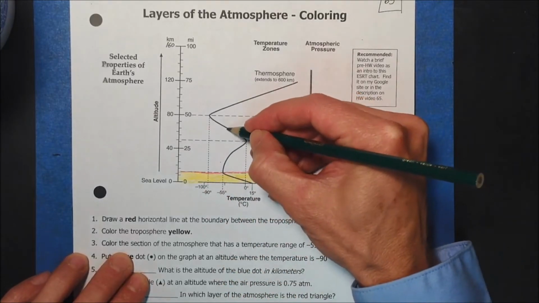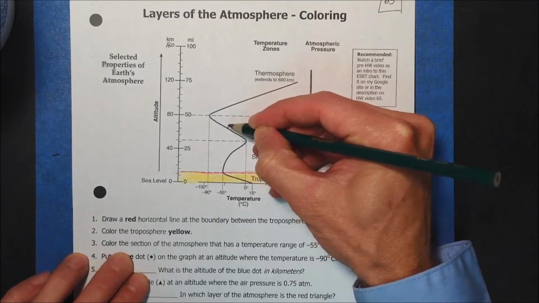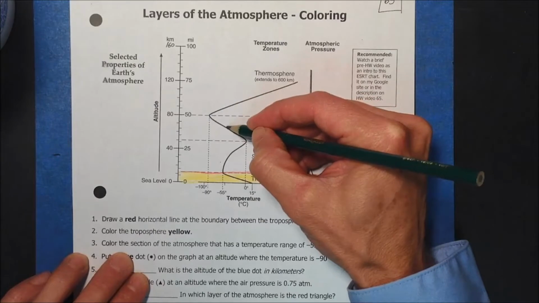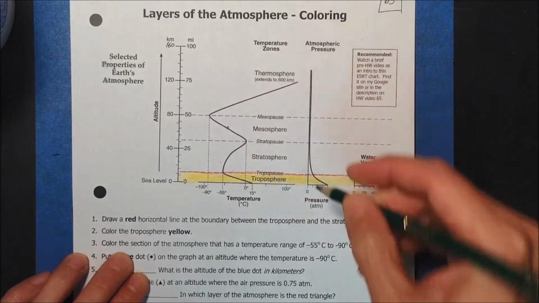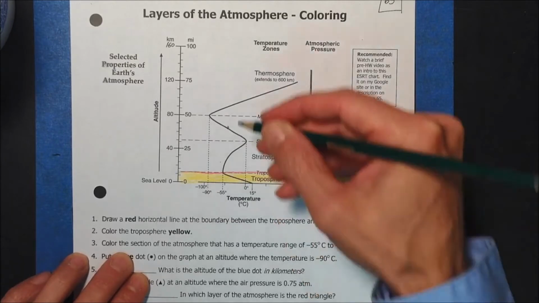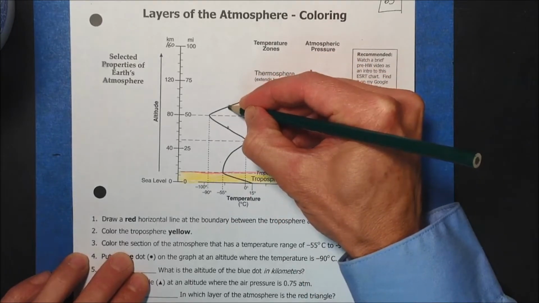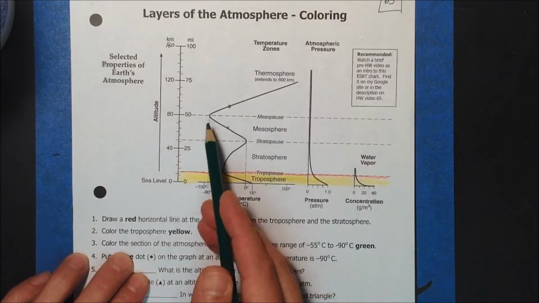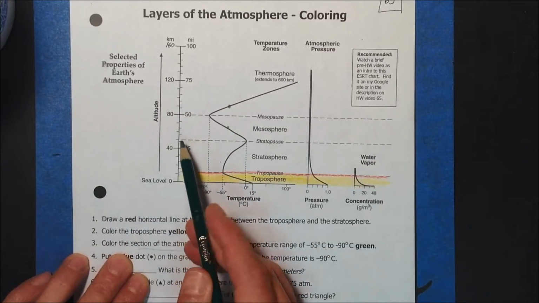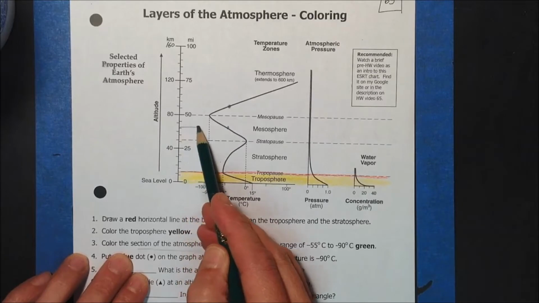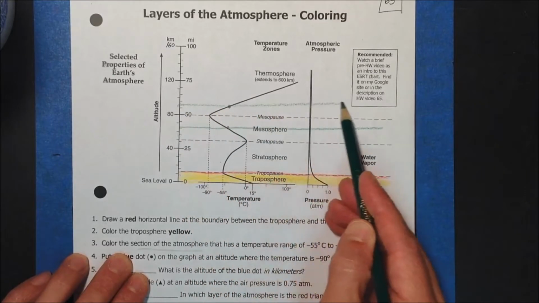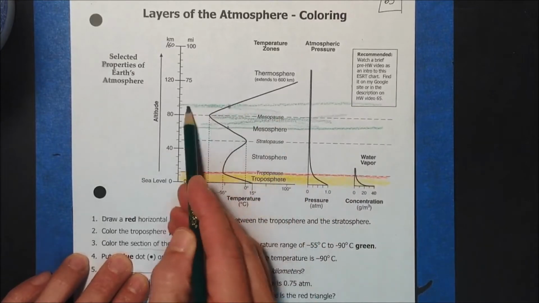So it would be negative 55 here. Here it's less than negative 55. Here's where it's negative 90. And then here again is where it's negative 55. That's the warmest, or highest, temperature in this case. So it is everything on this side of it. And the section of the atmosphere is like this. It's that and that. Okay, and I'm going to color it green.